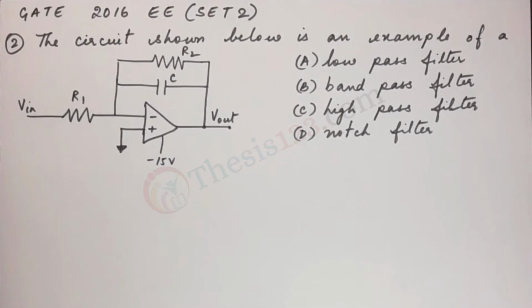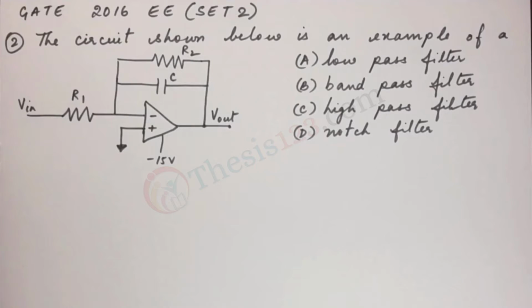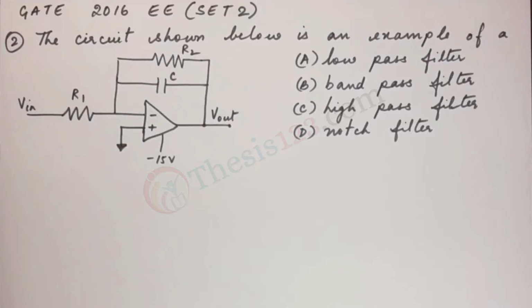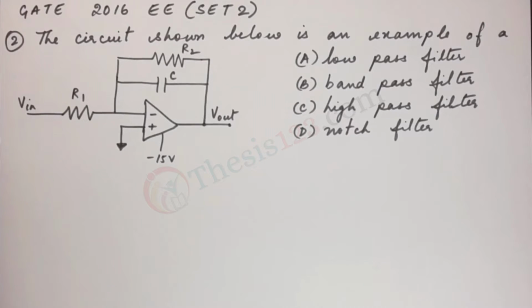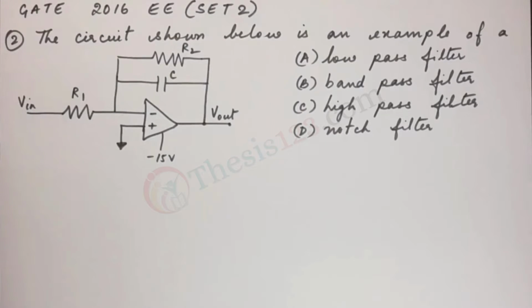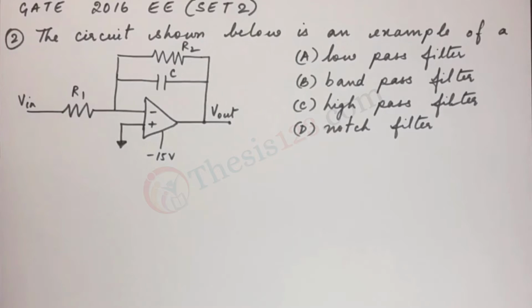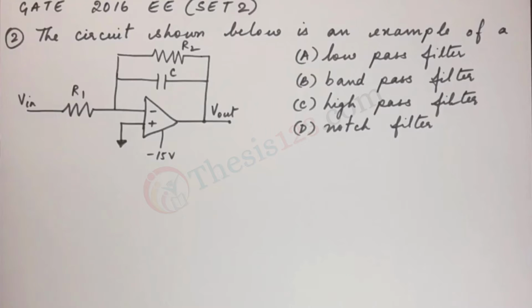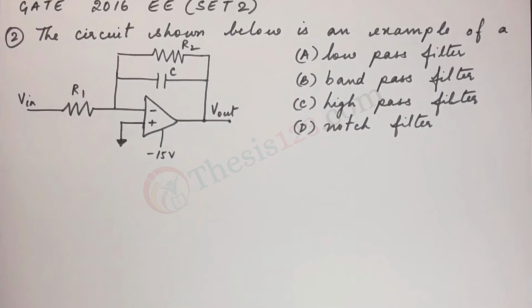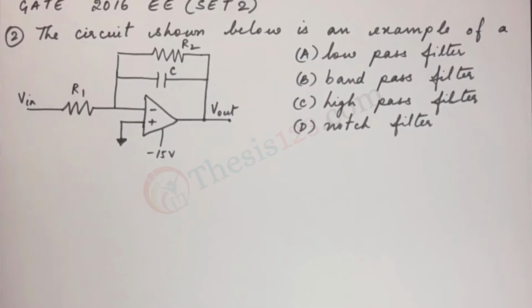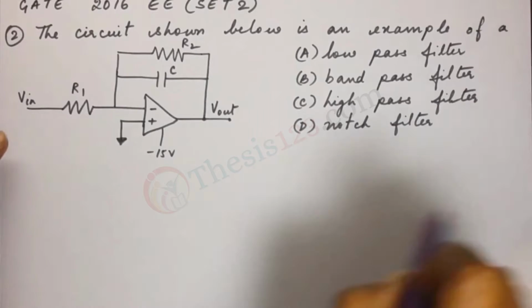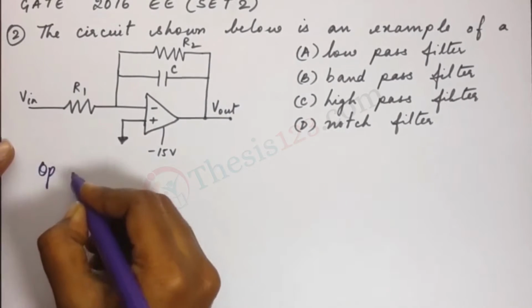Okay, so here's the next question, number 2. This is for 2016 electrical paper set 2. The circuit shown below is an example of, we have our 4 options, low pass filter, band pass filter, high pass filter and notch filter. Okay, so let's look at the circuit given to us. Now this is an operational amplifier circuit, or also known in short as an op-amp.